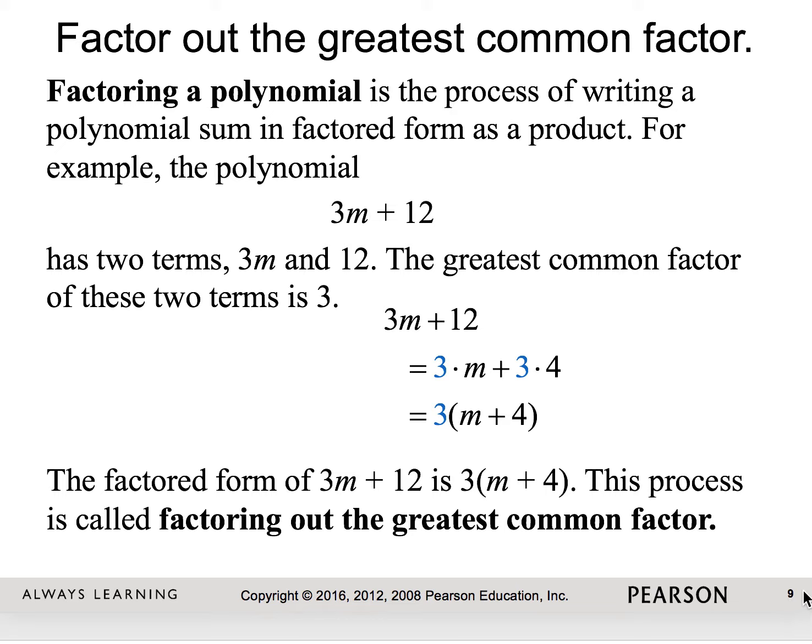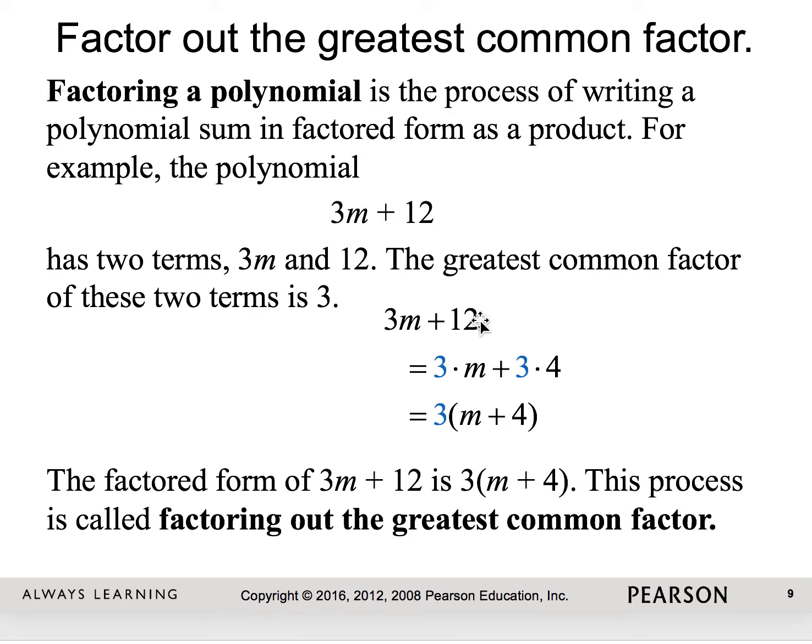Okay, factoring out the greatest common factor. Factoring a polynomial, which is our goal here, is a process of writing a polynomial in factored form as a product. So instead of writing it as two things being added, our goal is going to be to write it as two things being multiplied. So here I've got 3 times this m plus 4 thing, whatever it is. It's the 3 times this thing instead of two things being added.